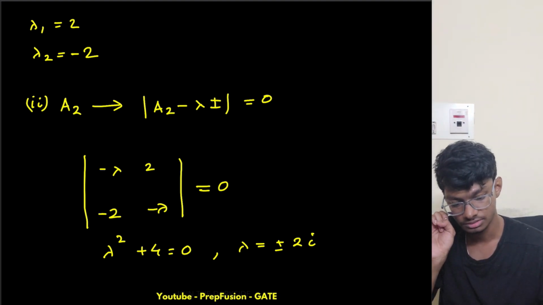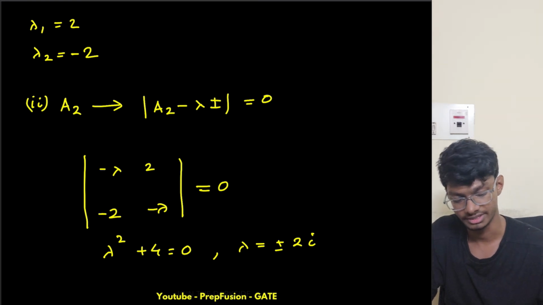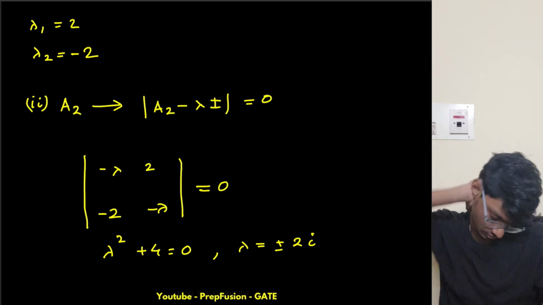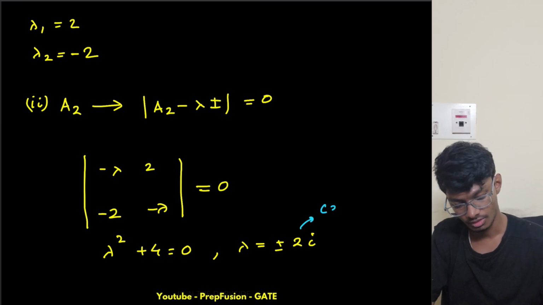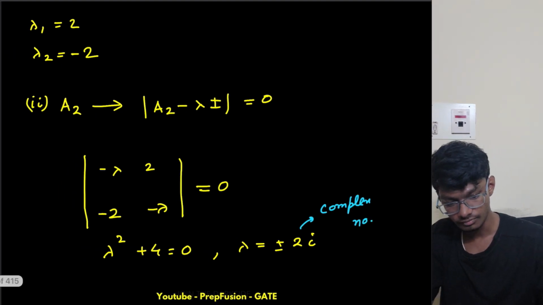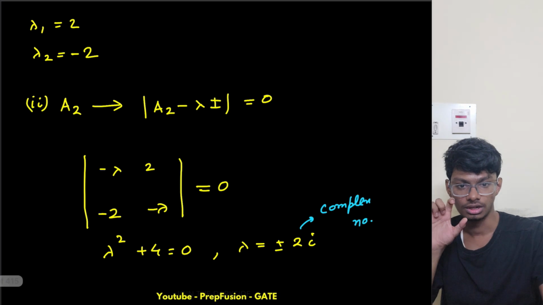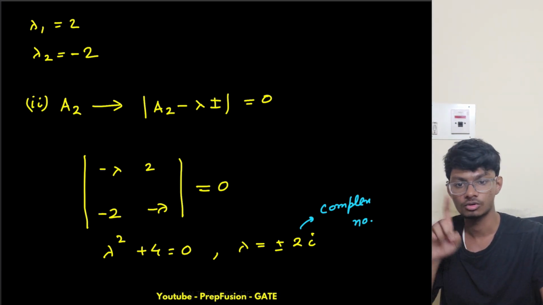What I see is that this is complex. It is actually purely imaginary, but purely imaginary falls under the complex numbers. So our eigenvalues are complex, so no eigenvectors will exist for complex eigenvalues.